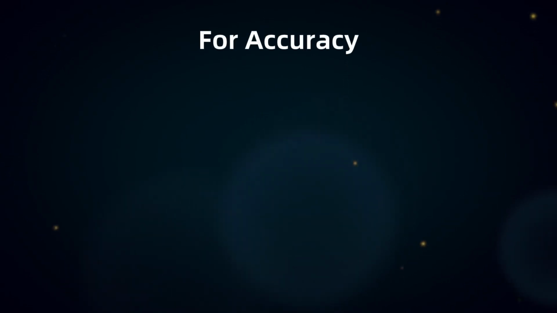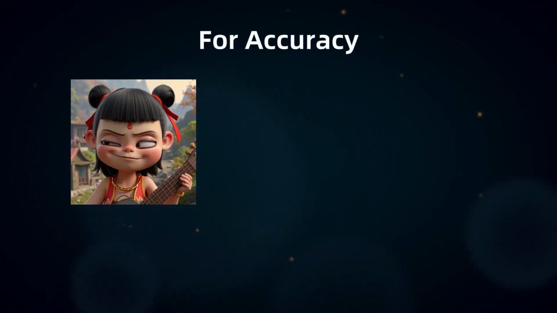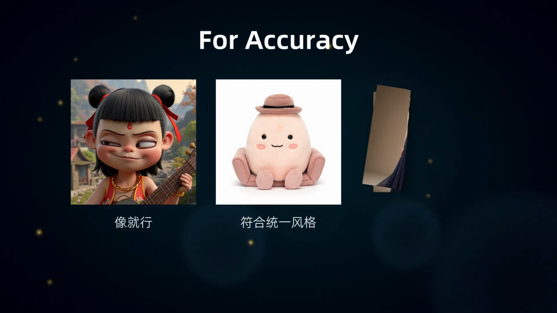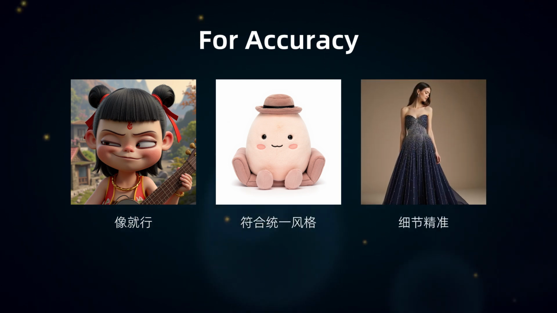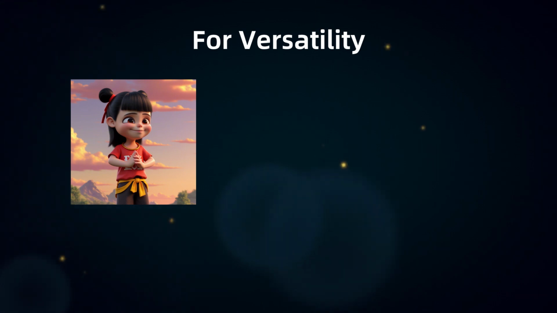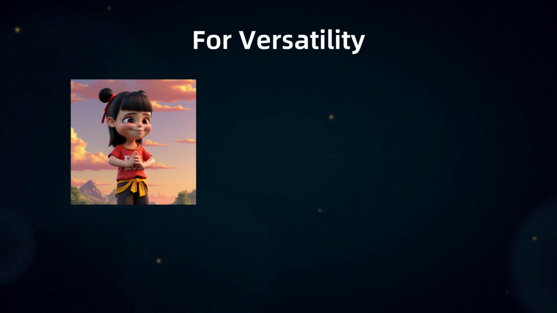For accuracy, the Nezha model just needs to resemble the character. The style LoRa must align with the brand's distinct style. The clothing LoRa requires precise details. For versatility, the Nezha LoRa was trained with a straightforward method, so my expectations are lower. It just needs to allow outfit and scene changes.